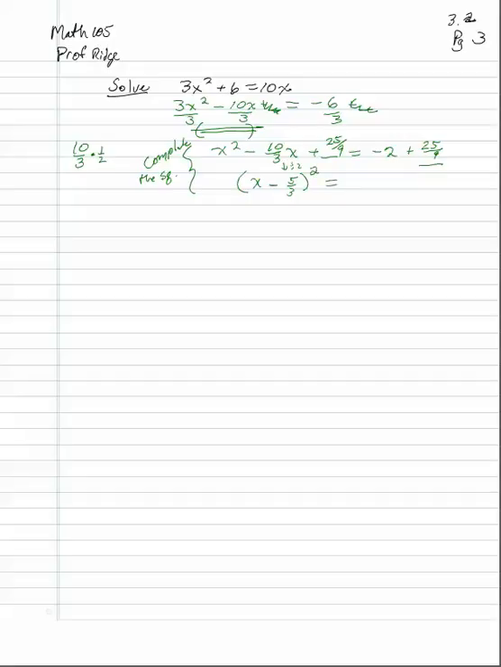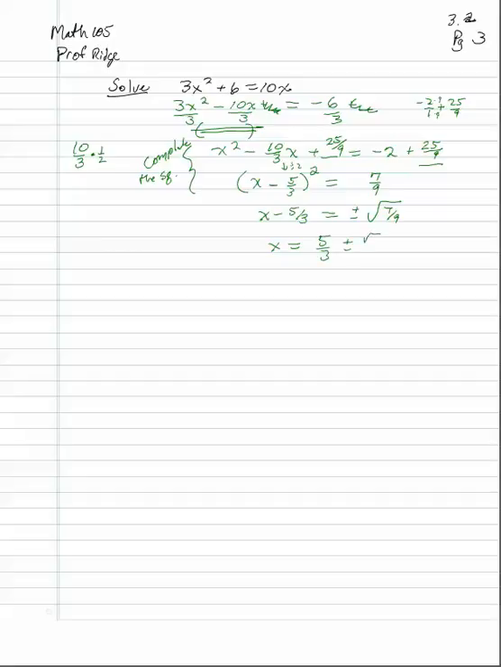Now we're going to do negative 2 over 1 plus 25 over 9. You've got to get ninths, so this one will be negative 18 plus 25 is 7 ninths. Then we're going to square root both sides, so x minus 5/3 equals plus or minus square root of 7 ninths. And then we're going to add the 5/3 to both sides and simplify square root of 7 ninths.